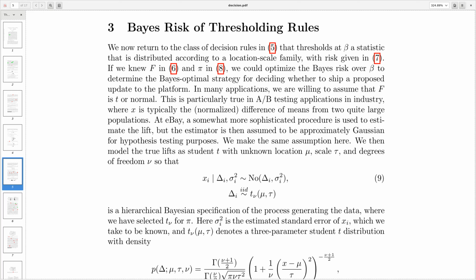In many applications, we are willing to assume that F is T or normal. This is particularly true in A/B testing applications in industry, where X is typically the normalized difference of means from two quite large populations.